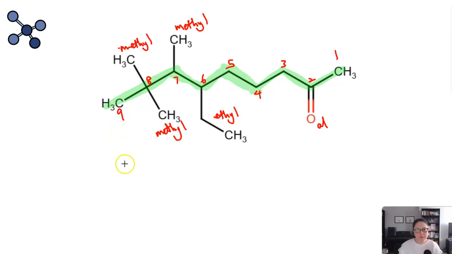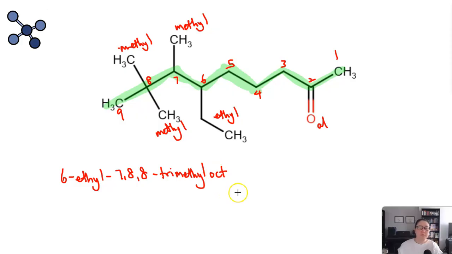Start with your side chains. Now in this particular case we have two different types, so we're going to go with alphabetical order when we're putting it in the name. The number of carbons in your parent chain, no double or triple bonded carbons, and then our carbonyl group. So this one ends up being 6-ethyl-7,8,8-trimethyloctan-2-one.